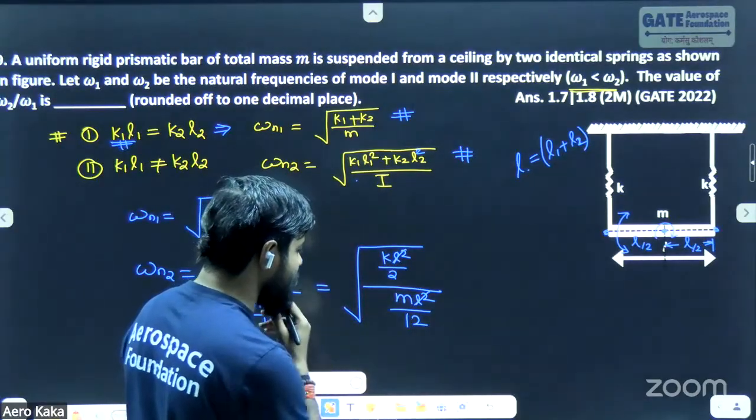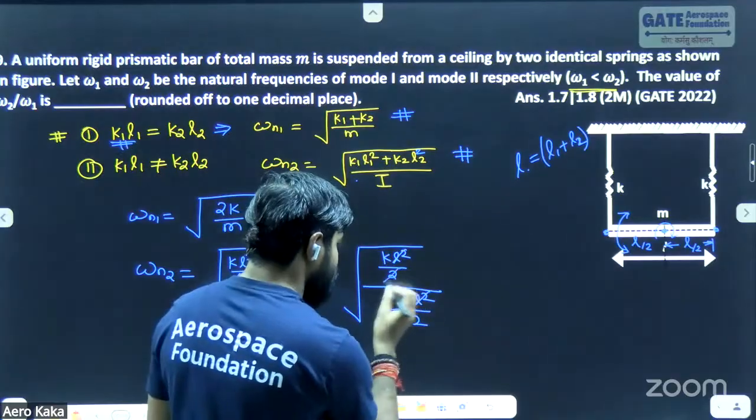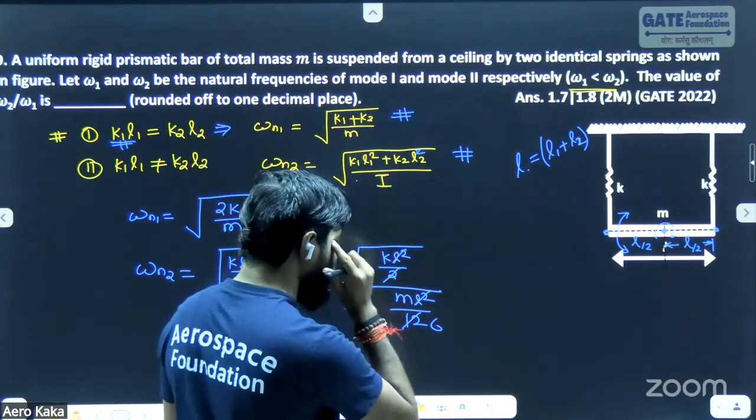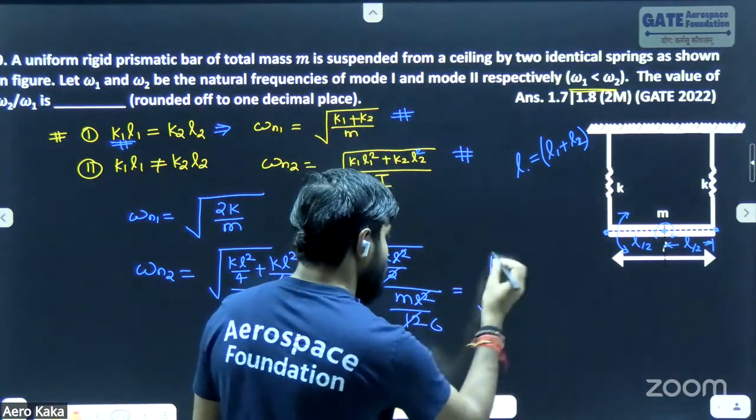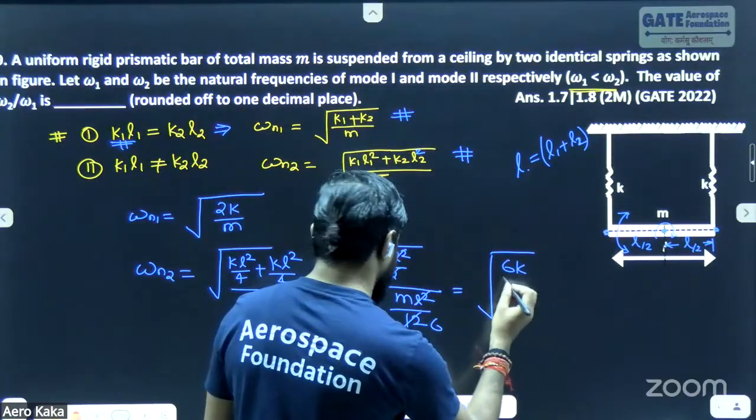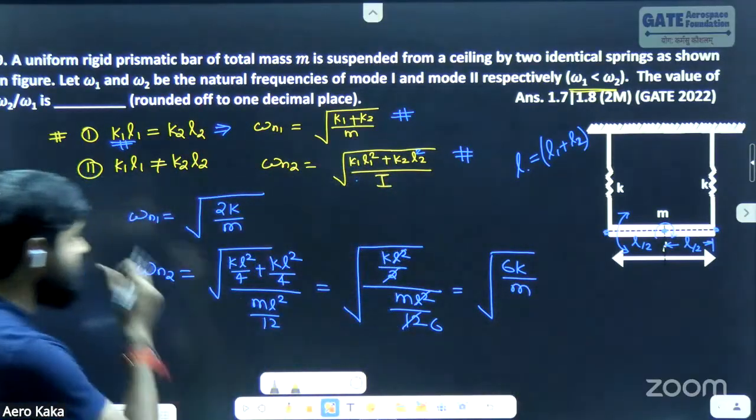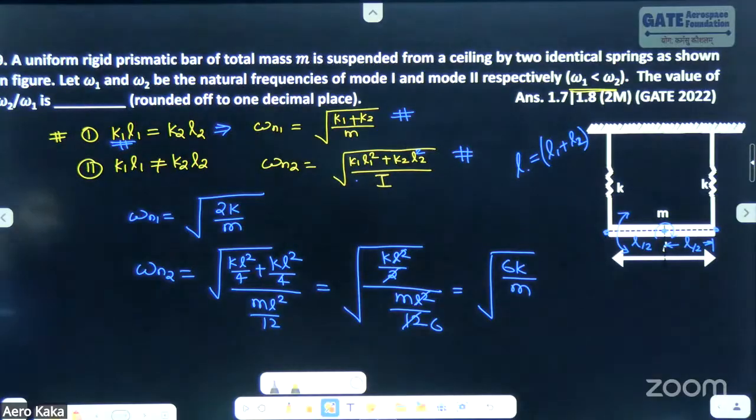First say yes or no, sir. So this 2 6 12, I'm getting, right? I will get this value as 6k divided by m. Are you getting it? Please help me. Are you getting this one or not? Yes, sir.